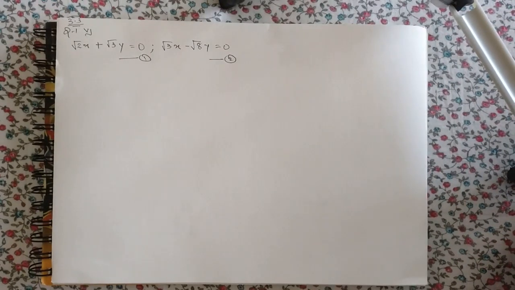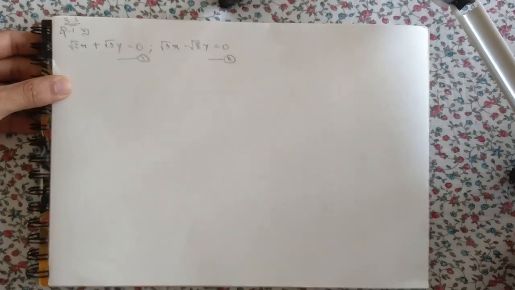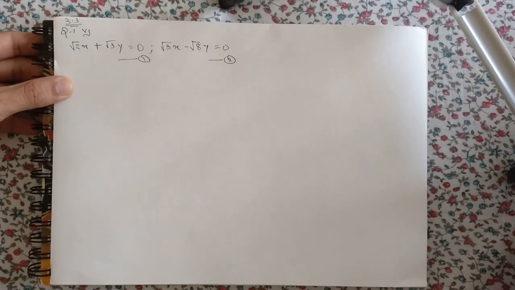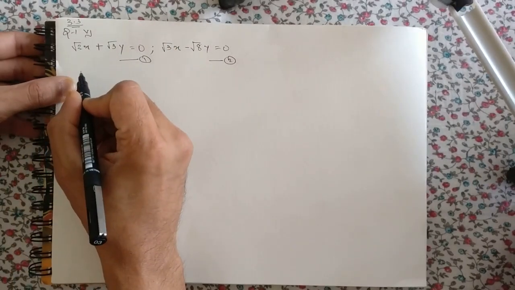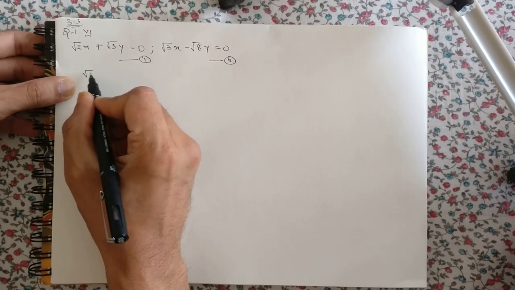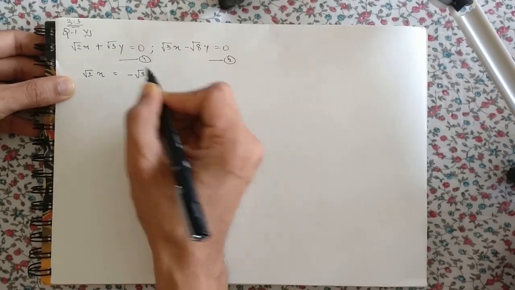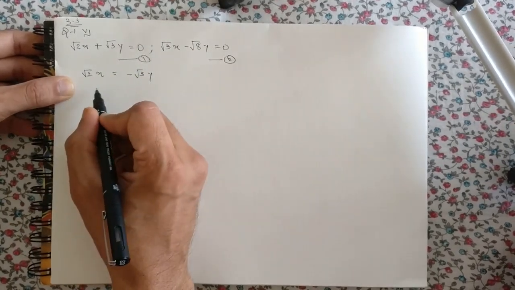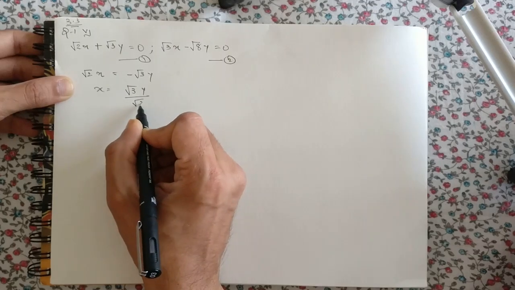Okay, so I've given numbers to the equations. Let's now select one of the equations, and remember what is the criteria for selecting the equation? The equation must have the lowest value of coefficient. Okay, so I'll select equation number 1. From equation number 1 I'll make x the subject of the formula. So root 2x is equal to minus root 3y. I shifted root 3y to the right hand side. So x is equal to minus root 3y upon root 2.